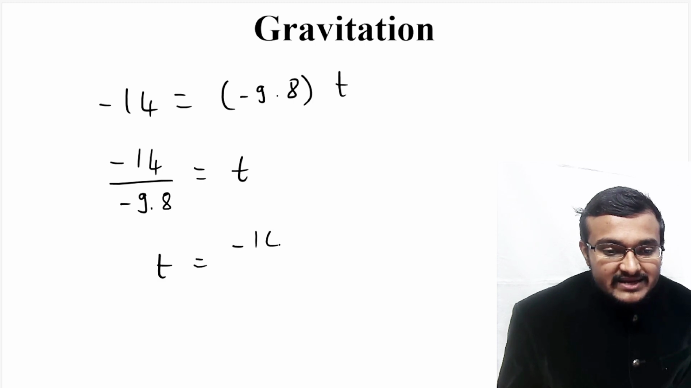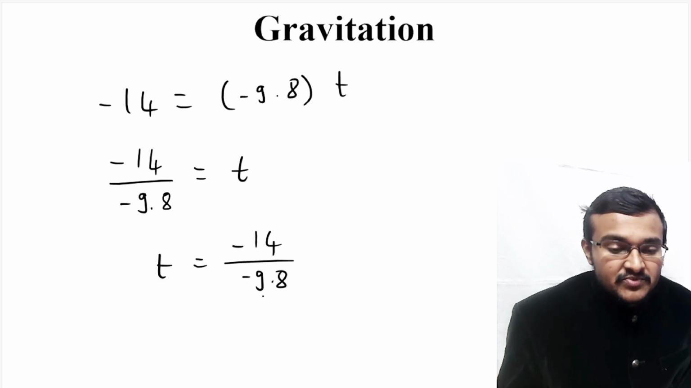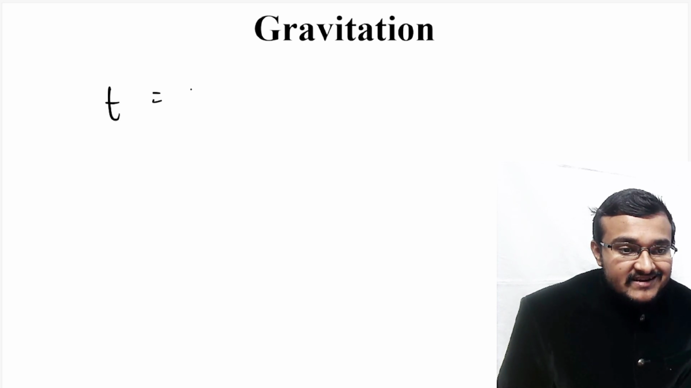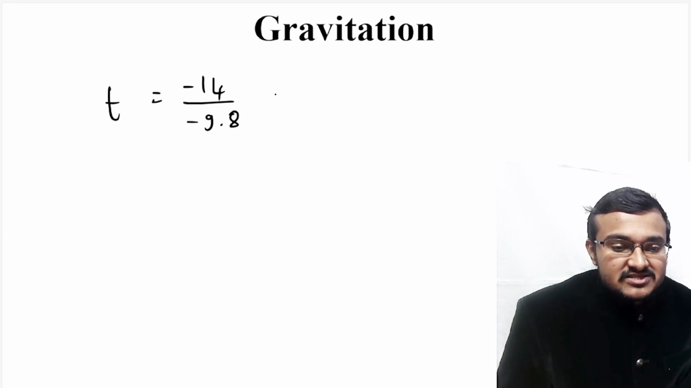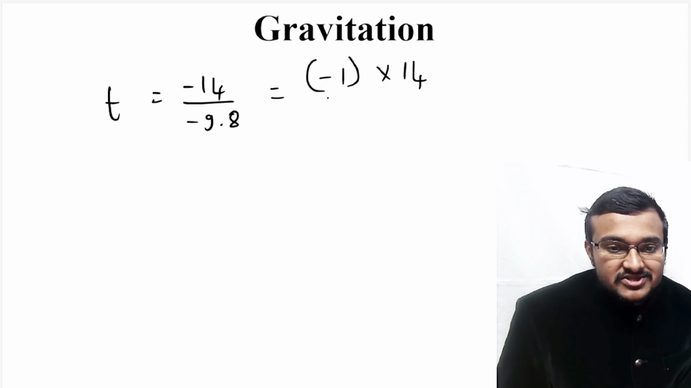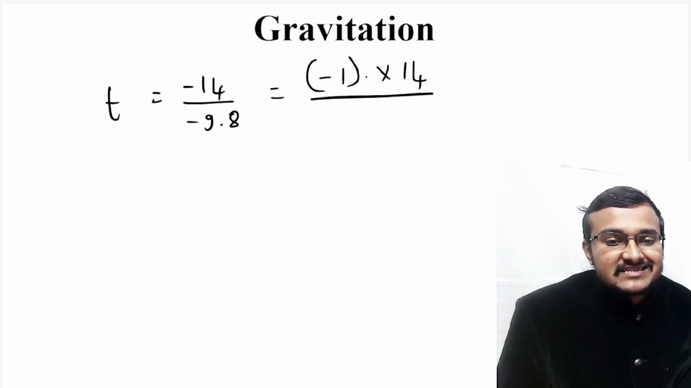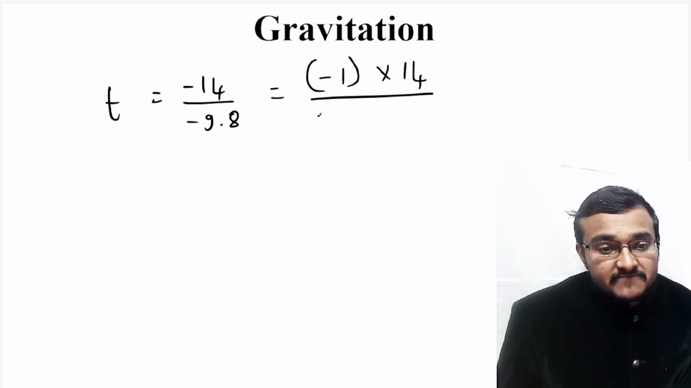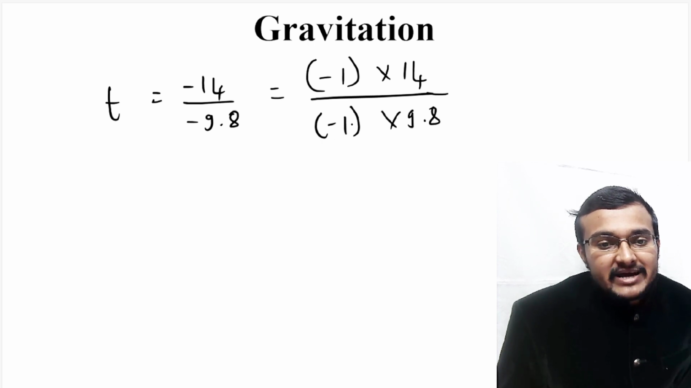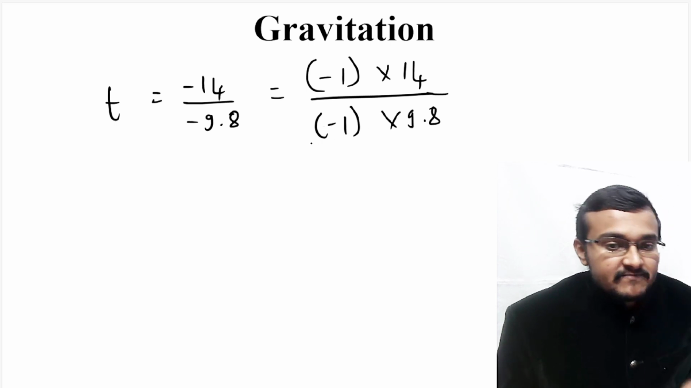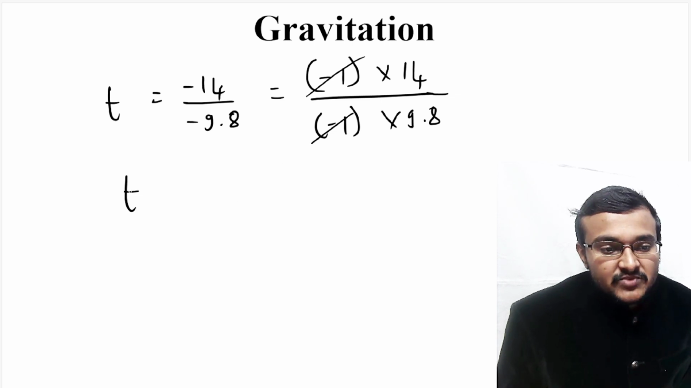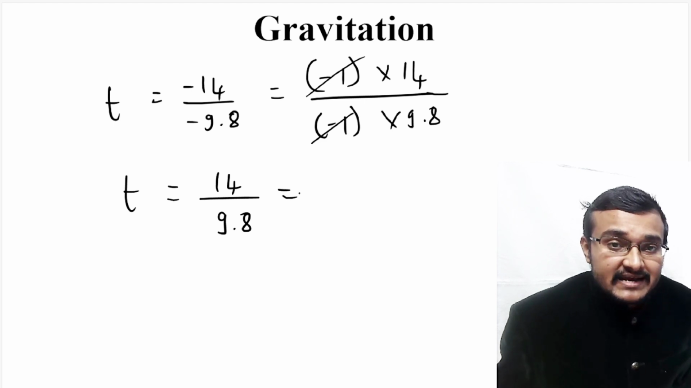So here t is equal to minus 14 divided by minus 9.8. So this time we are getting as minus 14 divided by minus 9.8. Here to remove this minus, we can multiply this with minus 1 into 14. So this minus 14 can be written as minus 1 into 14, because minus 1 into 14 will be minus 14. And in the denominator also minus 1 into 9.8 can be written. So here minus 1 divided by minus 1 will give you 1. So here minus 1 and minus 1 get cancelled with each other. So finally you will be having 14 divided by 9.8.